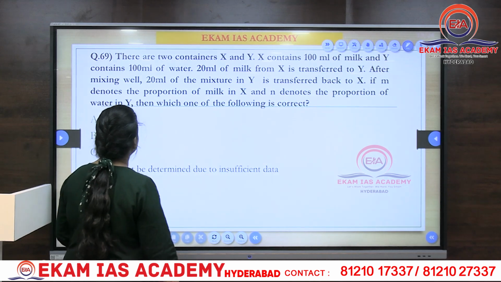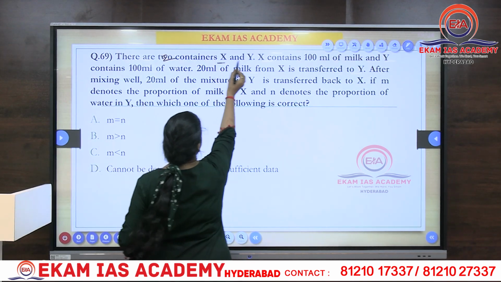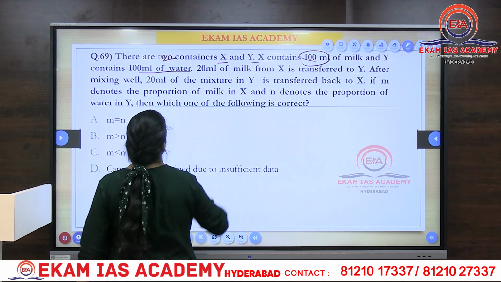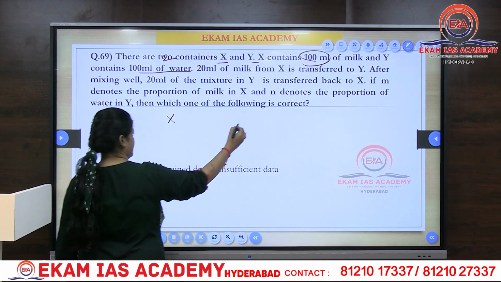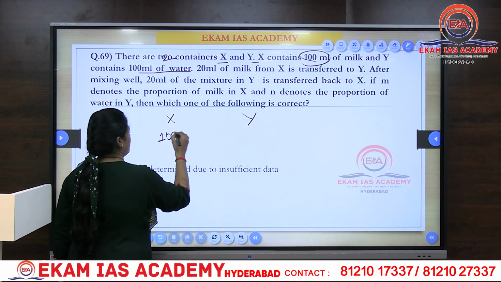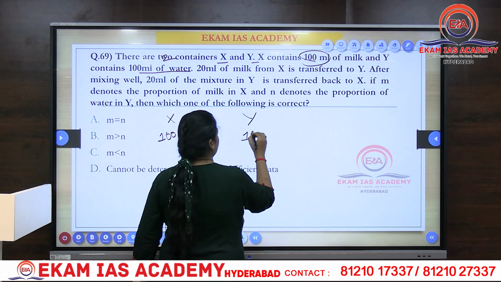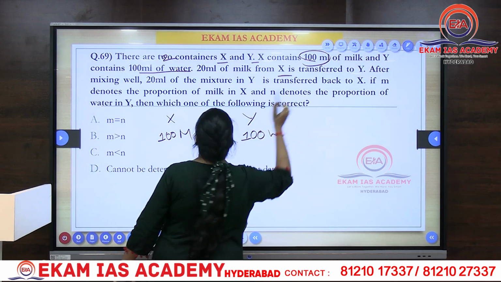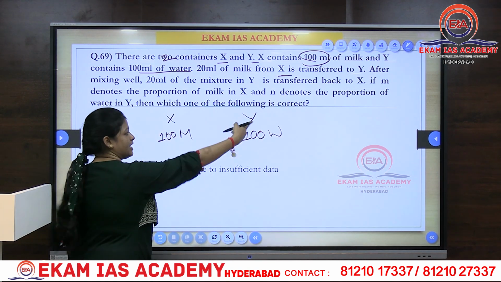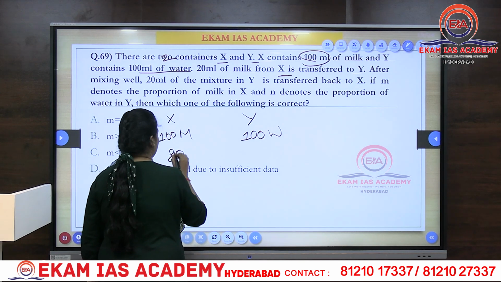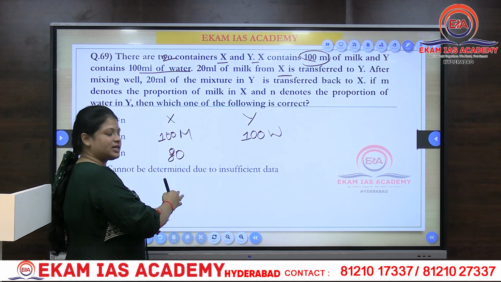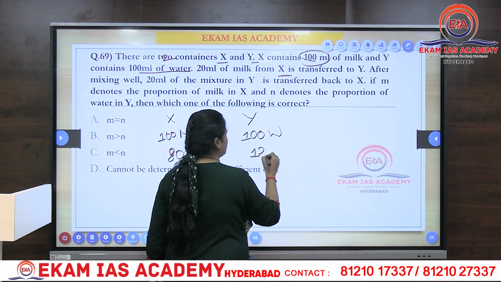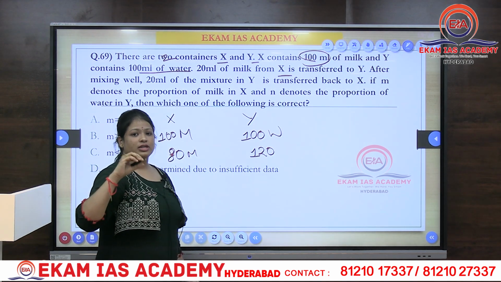Then the next question is, there are two containers X and Y. X contains 100 ml of milk, Y contains 100 ml of water. 20 ml of milk from X is transferred to Y. So we take 20 ml here and transfer it to this. The volume of milk in this container is 80 ml. This would be 120 ml, a mix of water and milk.